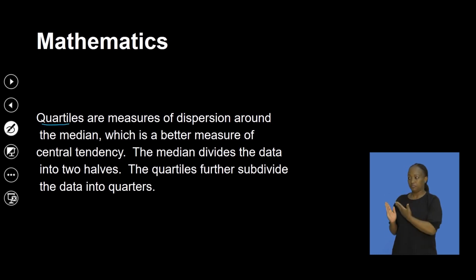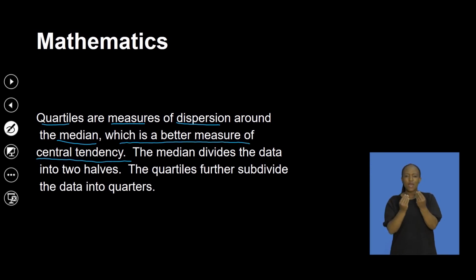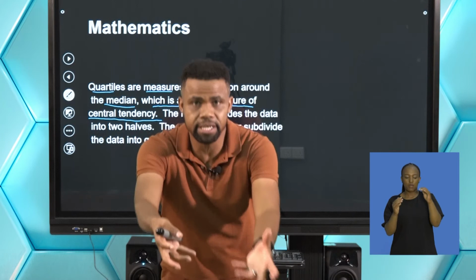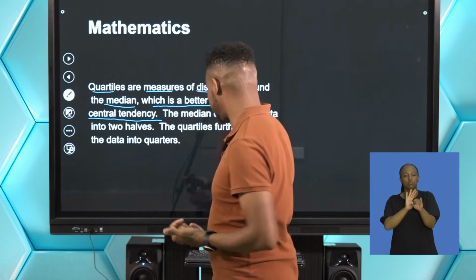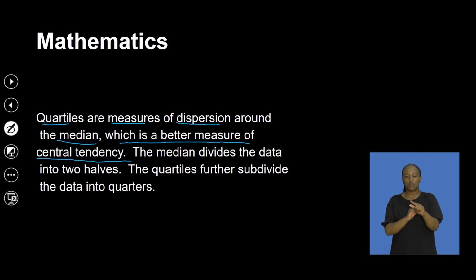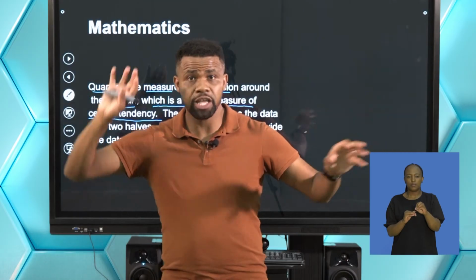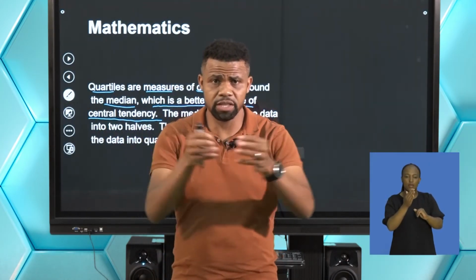So quartiles are a measure of dispersion around the mean, which is a better measure of central tendency. Remember, central tendency is clustered around the mean. What is clustered around the mean? Mean, median, and mode. Okay. So quartiles are a measure of dispersion. Dispersion is what? It's kind of your range. The highest minus the smallest one. That's the spread of the data.